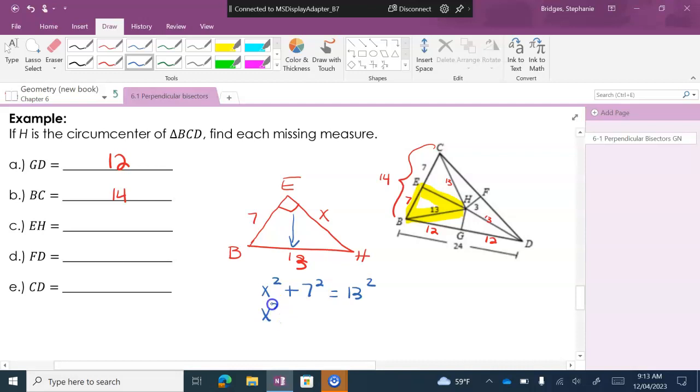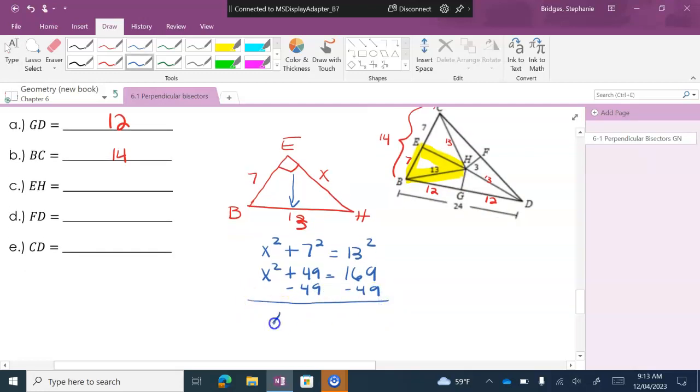What is 7 squared? And 13 squared is? Mm-hmm. And then if I subtract, I get x squared is equal to 120. And then we need to take the square root of 120 in our calculator. Ooh, this one's going to be a little tricky. When I do that in my calculator, I get 10.95, correct?